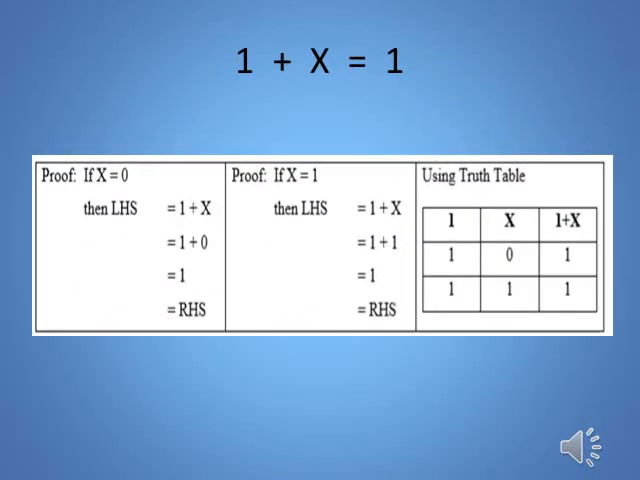As we have seen the proof of the first property, the remaining properties and all the theorems will be proved in a similar way. That is, first we prove using the perfect induction method by substitution, and the second using truth table method.